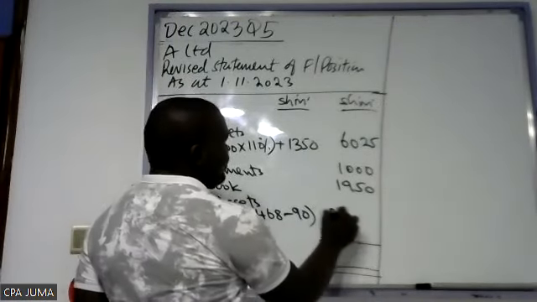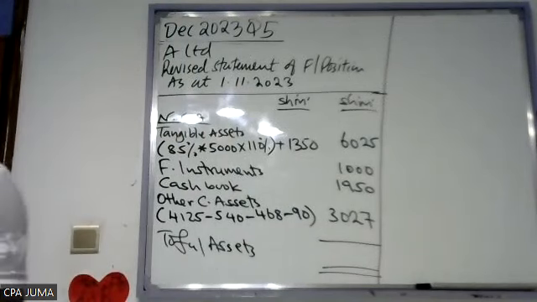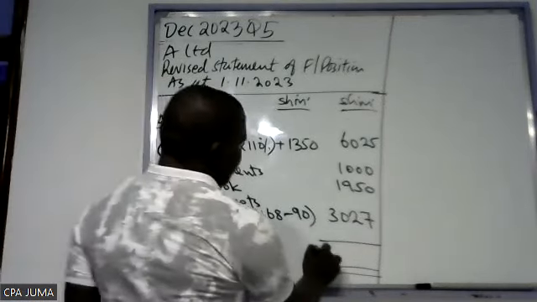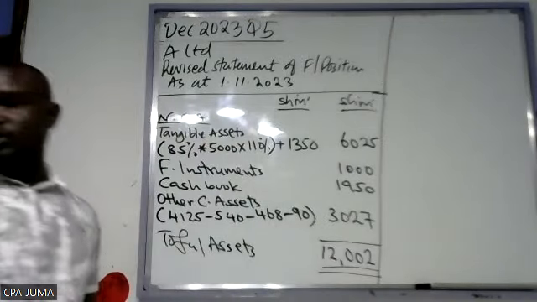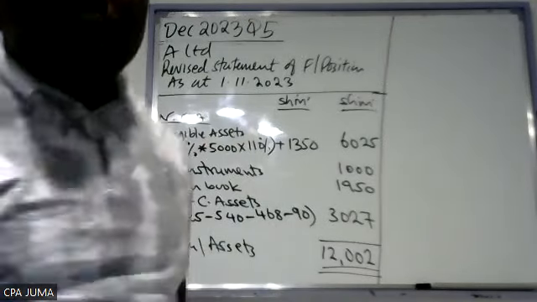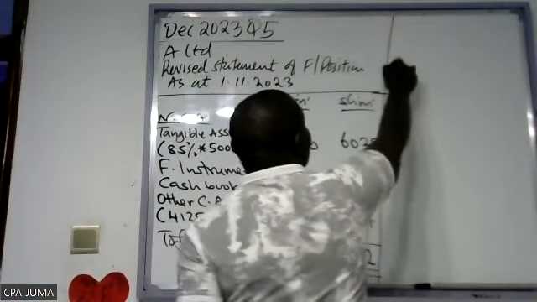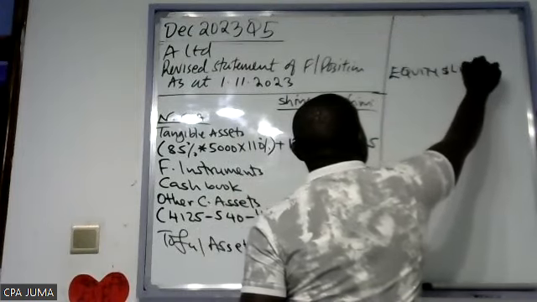$30.27 with a total of total assets $12,002. That is what we have to proceed with. Equity and liabilities.